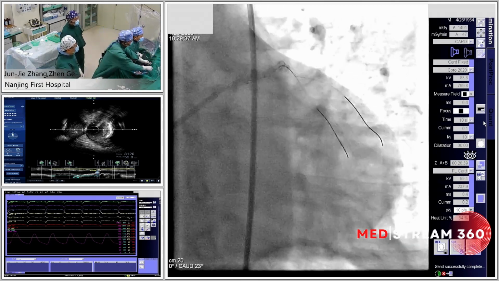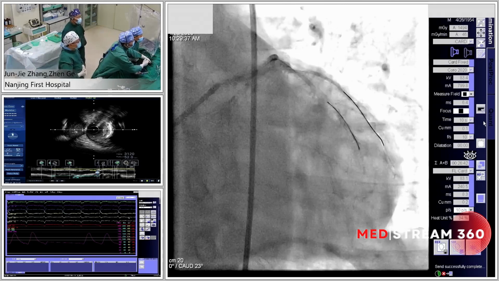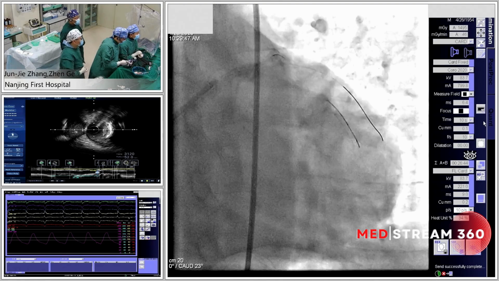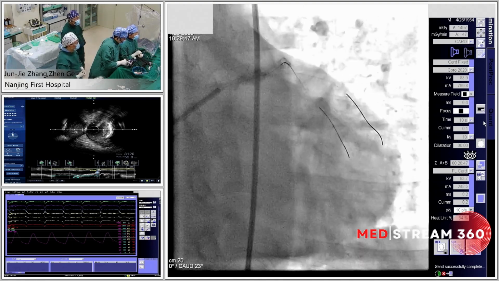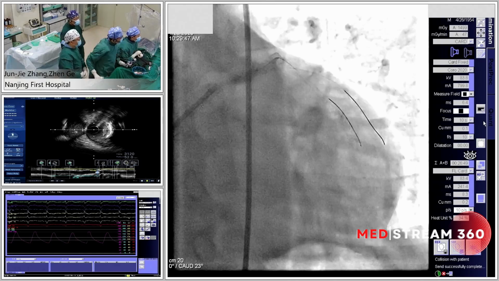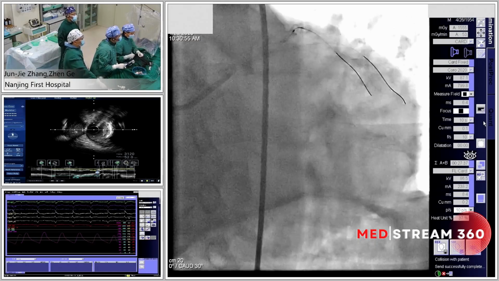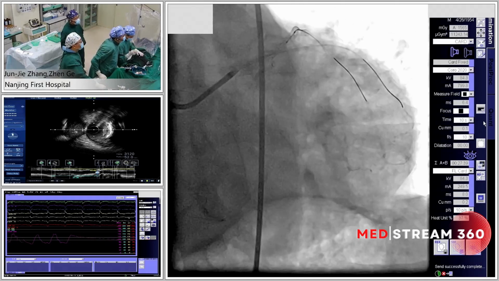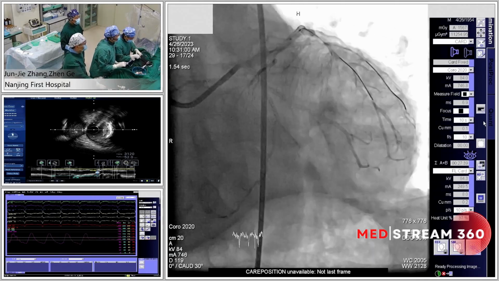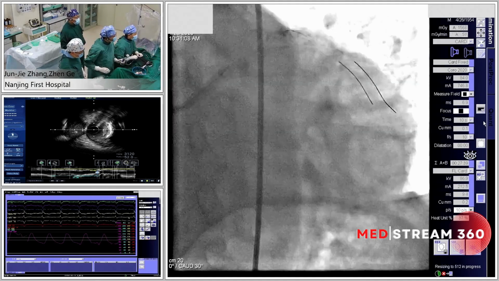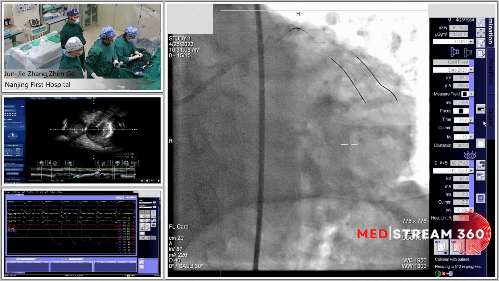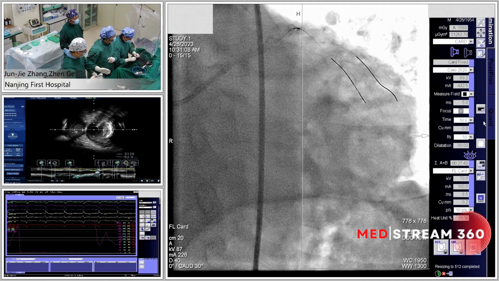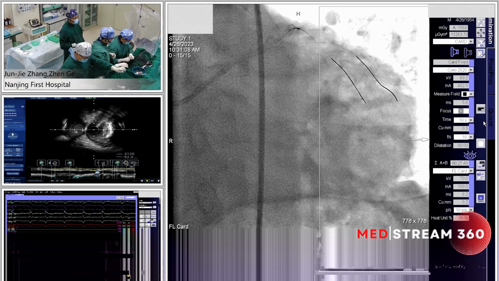You should use a properly sized balloon to fully crush the stent segment protruding into the main vessel. 12, 14, 16, 18. I think we should check the section. Okay, go to here and rewire to the diagonal. So after a successful balloon crush step, we'll do the first rewiring to the side branch from the proximal cell.